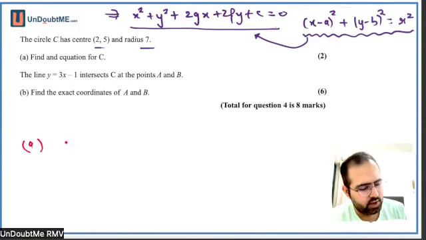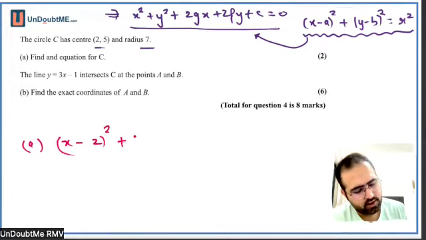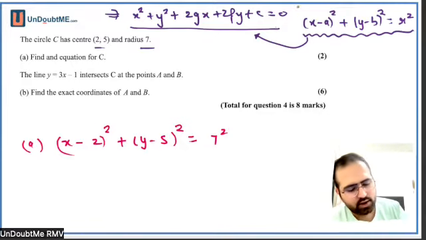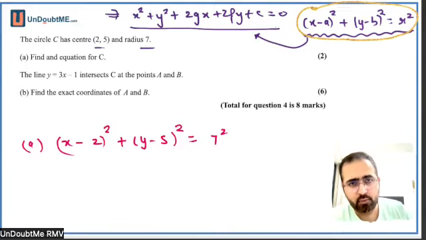So part A, it will be x minus 2 whole square plus y minus 5 whole square is equal to 7 square. This should be my first step. There's a small disclaimer, Akbar and Samuel. When completing the square, we used one more formula, which was x plus g whole square plus y plus f whole square is equal to g square plus f square minus c.